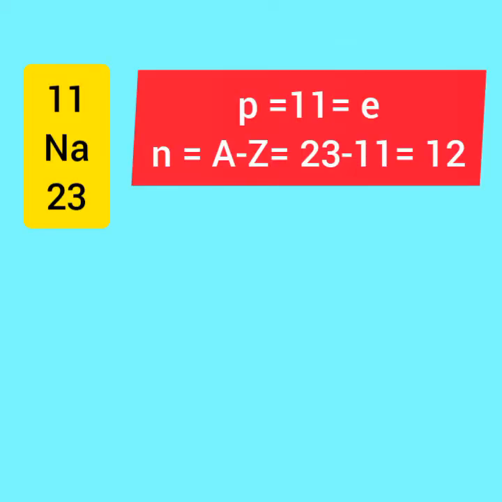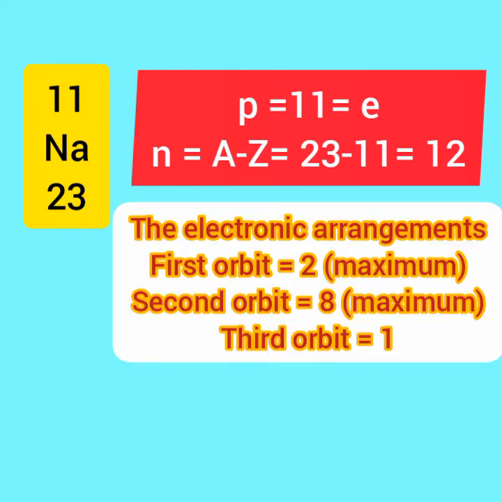Again the same thing: sodium, below 23, above 11. What is the meaning? That is Z is 11, A, that is atomic mass, is 23. Protons and electrons will be 11. Neutron is equal to 23 minus 11, which is 12. And then let us see how the electrons are arranged. What is the electronic arrangement? 2, 8, then 8, then 18, then 18, 32.